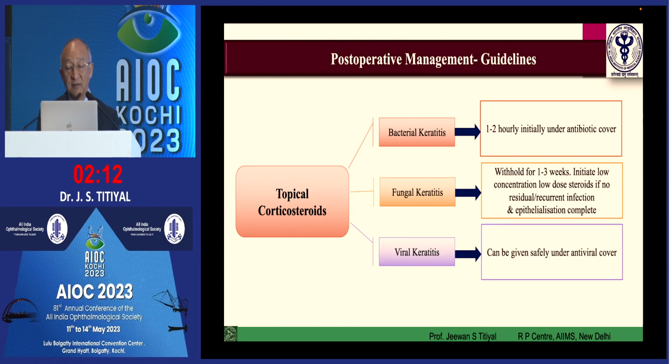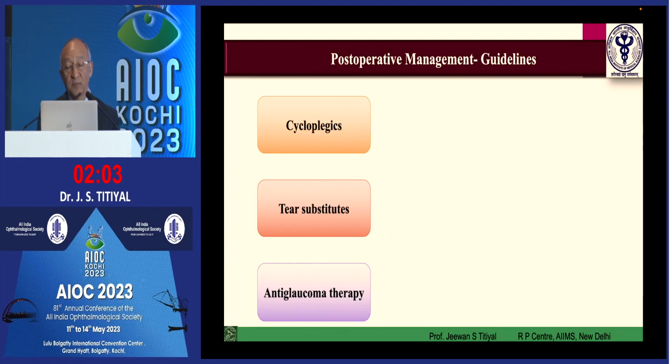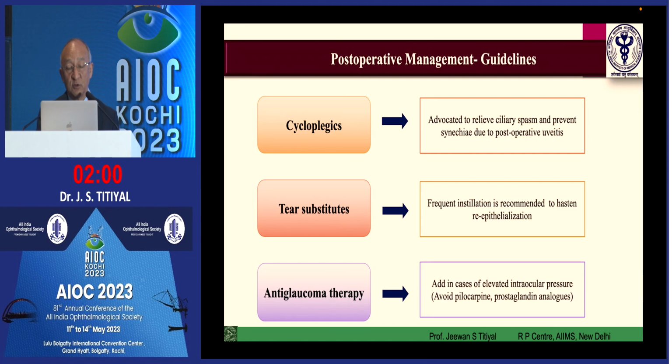Viral keratitis can be given safely. Acanthamoeba, again, you have to wait and watch. If too much inflammation, as Dr. Rajesh Sinha told us, you can start steroid there also. Cycloplegics, tear substitute, anti-glaucoma medication has to be given in all these patients.